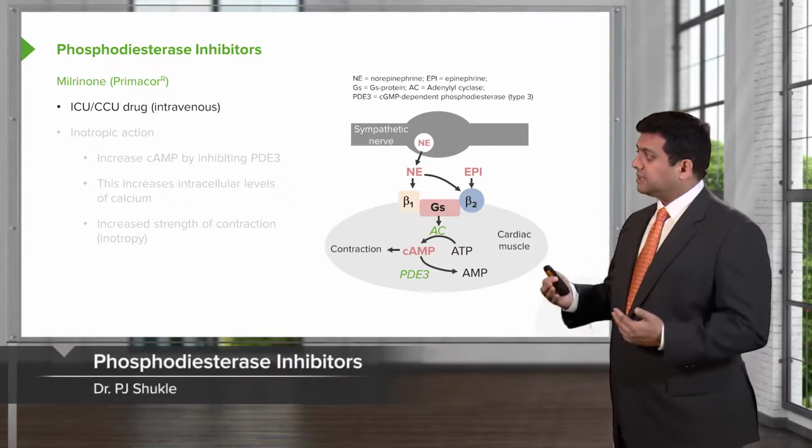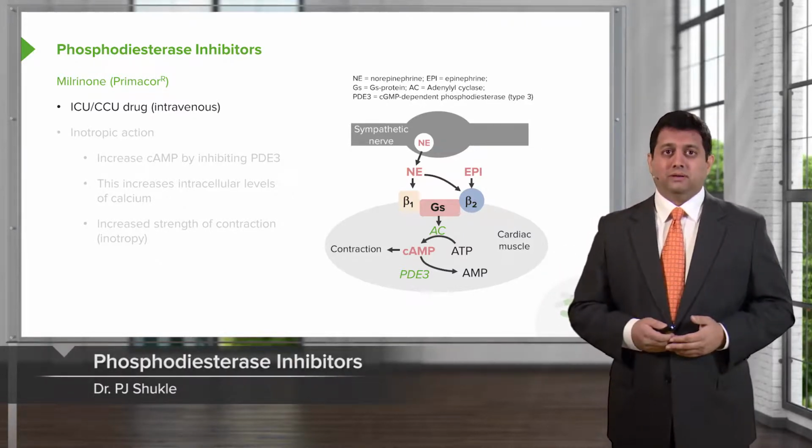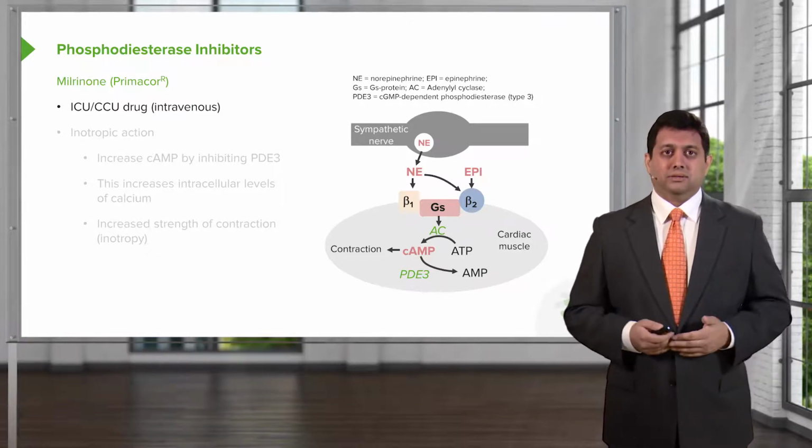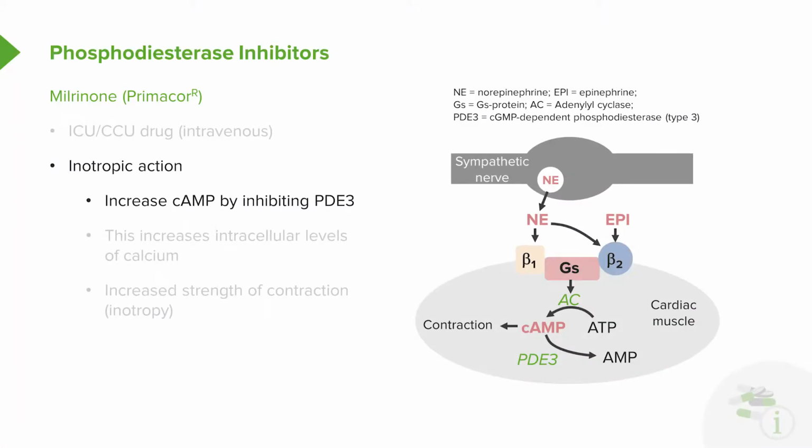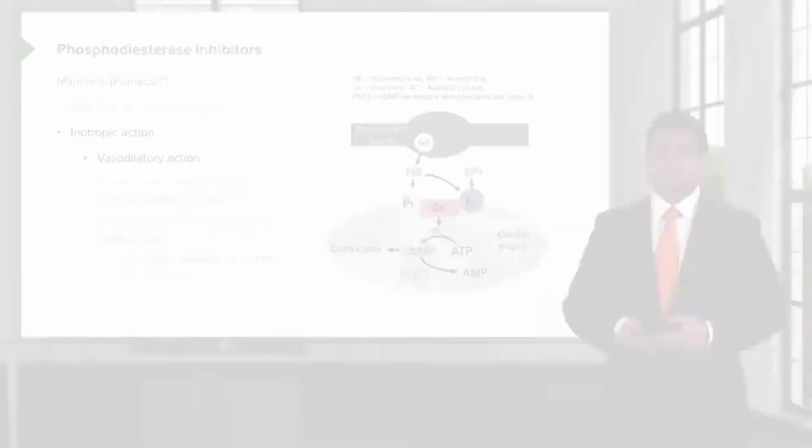Milrinone is a phosphodiesterase inhibitor that is now being used in heart failure. Once again, this is an ICU or CCU drug. It has positive inotropic effects because it increases cyclic AMP by inhibiting the PDE3 molecule. This increases intracellular levels of calcium, and by increasing intracellular levels of calcium, you have an increased strength of contraction or inotropy. Now remember, the word inotropy comes from the Greek god Inos, who is the god of strength. So whenever you hear inotropy or Inos, that's strength of contraction.